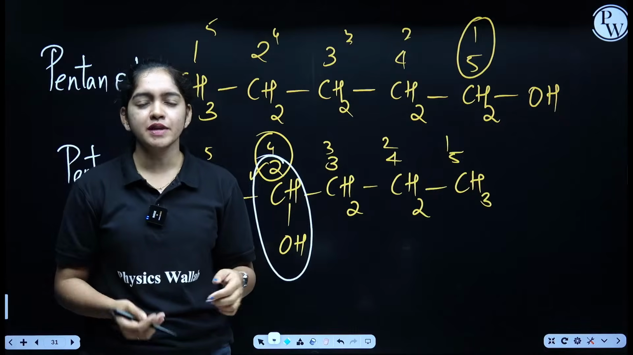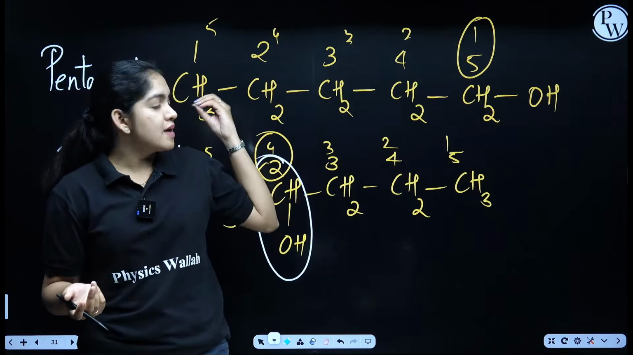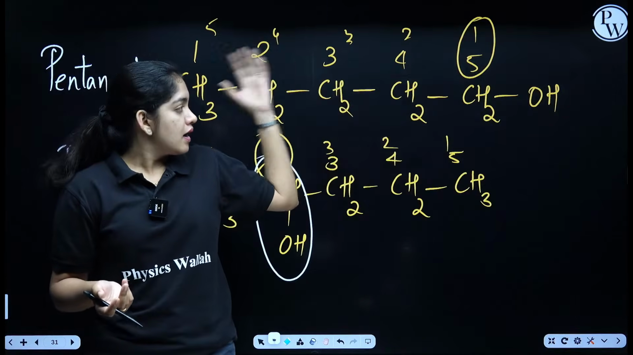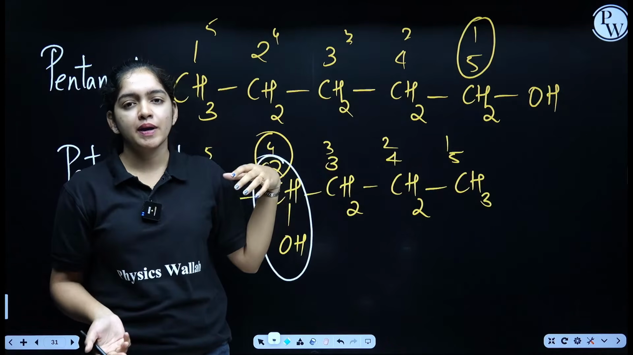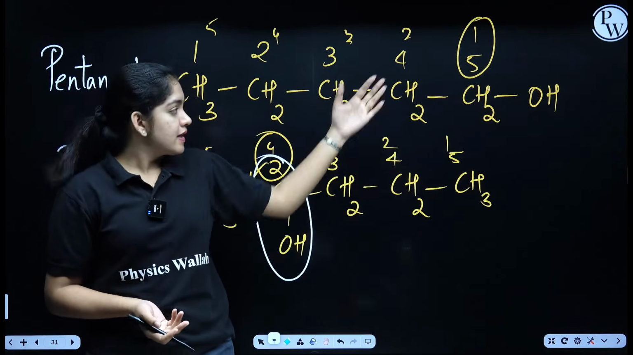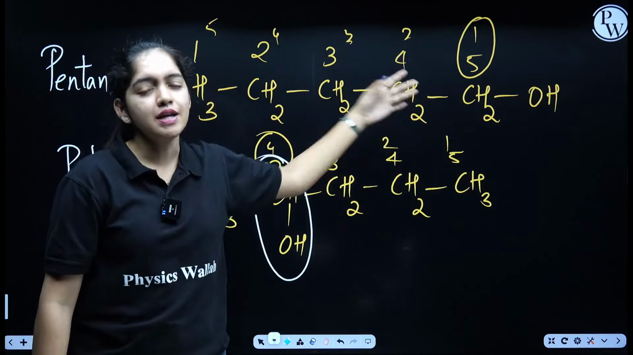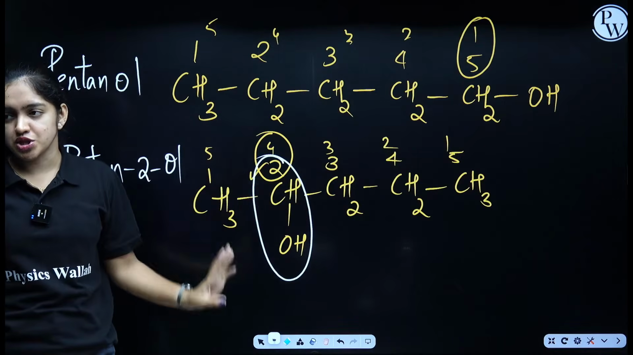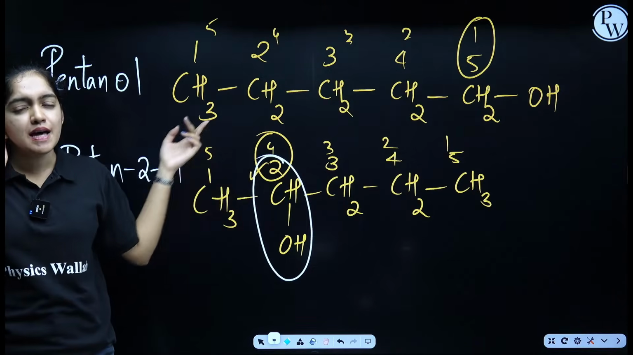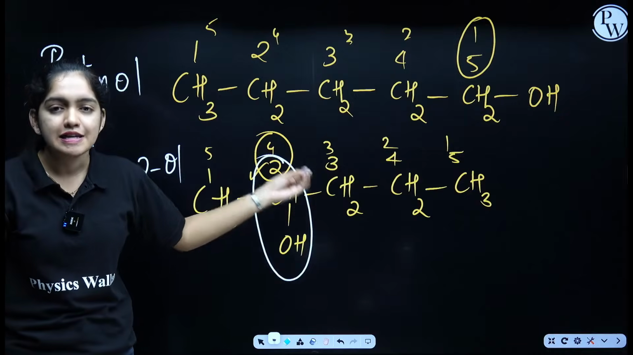What is isomerism? The compounds have the same molecular formula, that is, the total number of atoms is the same, but the structural differences are there. Here there is a structural difference, right? What is the difference? Here OH is present at the first position, here OH is present at the second position. So there is a difference in the position of the functional group, so we can call it a position isomer. Got it?